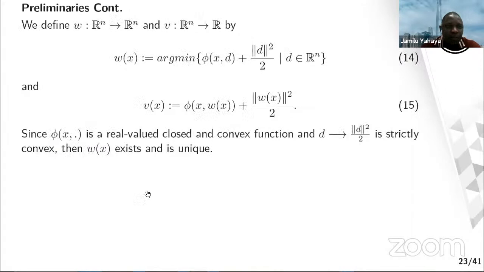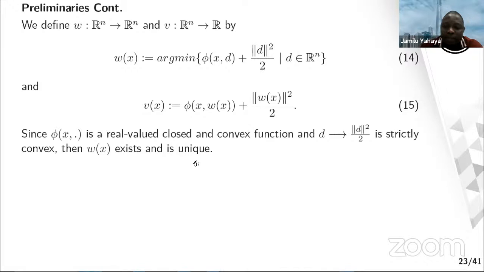Now we define the set of minimizers, that is, we define W from Rn to Rn and V from Rn to R by equation 4, that is, argmin of pi of X comma D plus norm of D squared over 2, such that D is in Rn. Also V of X by equation 15. Since pi of X comma dot is a real valued closed and convex function, and D mapped to D squared over 2 is strictly convex, then W of X exists and is unique.